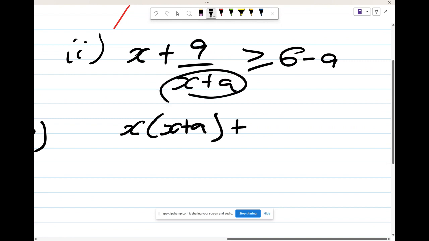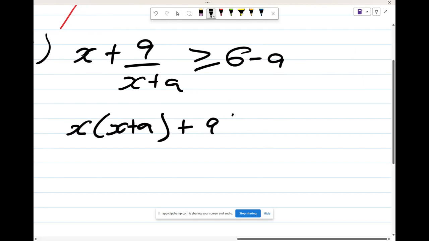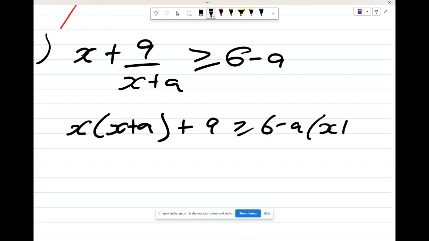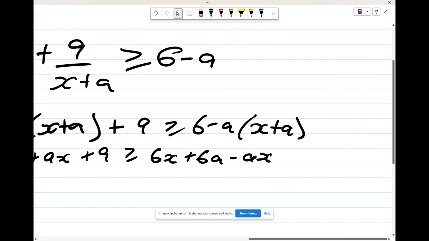And I'll skip a step here because we know this is going to cancel. So that'll be 9. And it would be x plus a, but then it'll cancel. So we're just left with 9. And then 6 minus a times x plus a. So let's do the same thing. Multiply everything out. x squared plus ax plus 9 greater than 6x plus 6a minus ax, and then minus a squared.